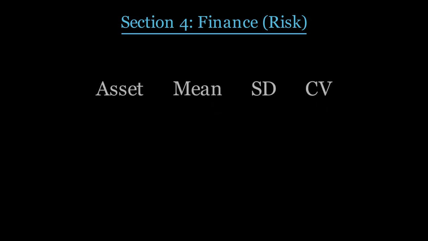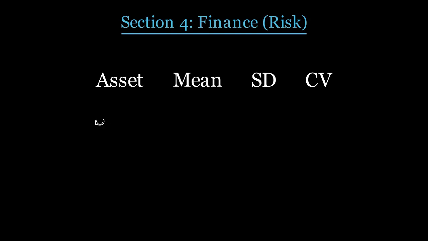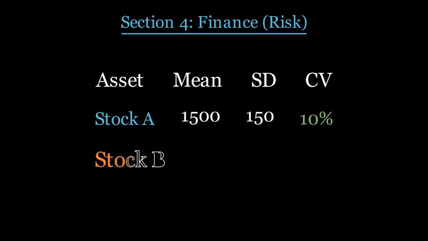Section 4. Real-world finance. Apples versus oranges. In the financial world, the CV is known as the relative risk. Consider two stocks. Stock A, a blue-chip giant, trading at $1,500 with an annual SD of $150, and Stock B, a tech startup trading at $10 with an SD of $5.